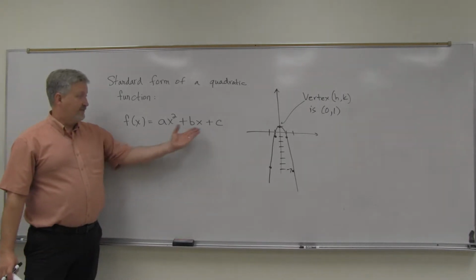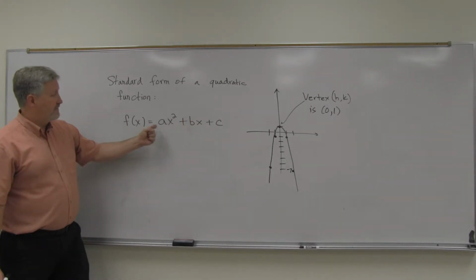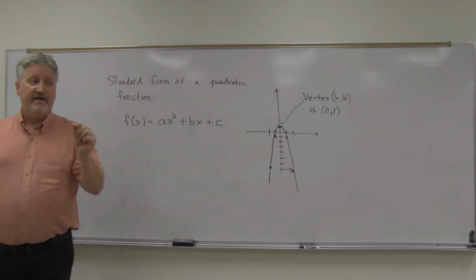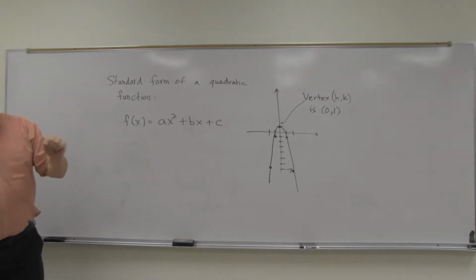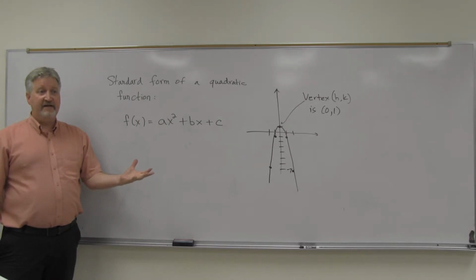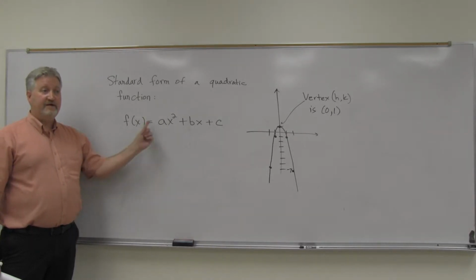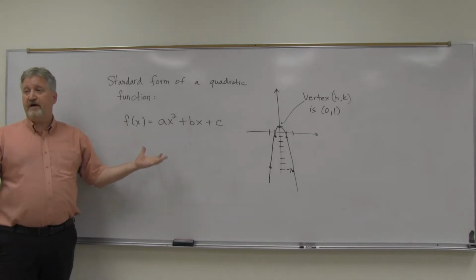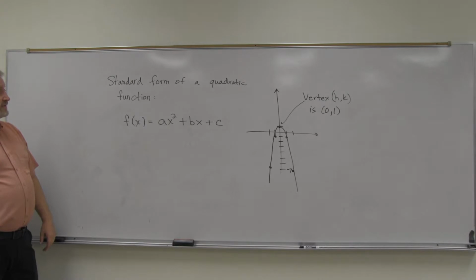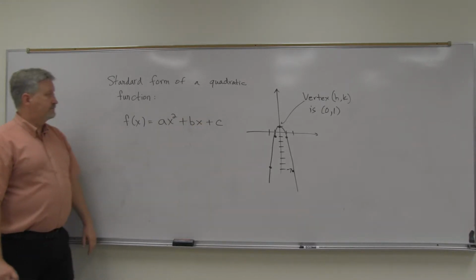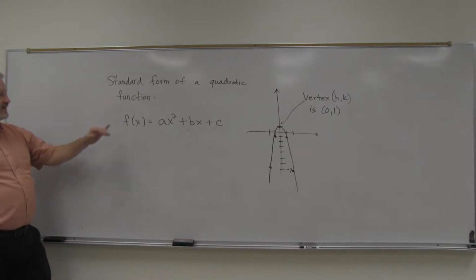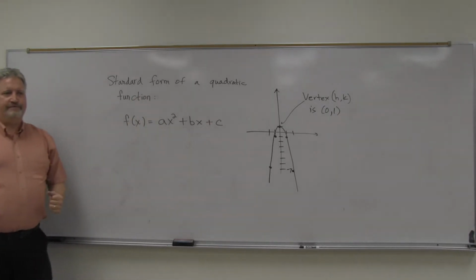Well, yeah, so we've added a little more to it. A, B, and C are just numbers. They are just numbers. But that A is pretty significant, isn't it? Because what does A tell me? Whether it opens up or down. If it's negative, it opens down, right? If A is positive, it opens up. It also tells me about wider or narrower. And then the B and the C, well, we'll come up with a use for some of that in a minute. But yeah, the A, B, and C are just the numbers here.